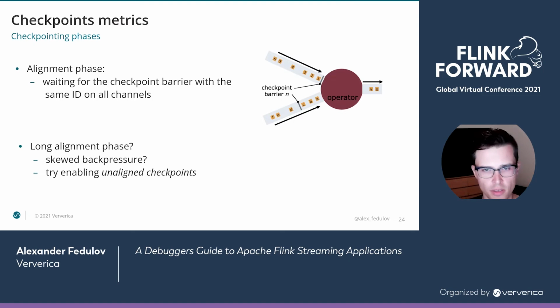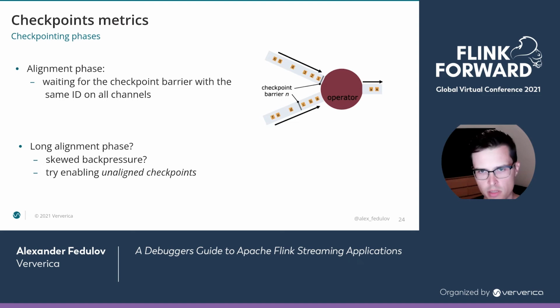The last stage in the table, but actually the first stage that happens when the checkpoint barrier arrives, is the alignment phase. This is the phase when an operator that has multiple inputs waits for receiving the checkpoint barriers with the same ID on all of its channels. A long alignment phase is potentially an indication of skewed backpressure, because some of the channels are backpressured and some are not. The checkpoint barrier travels together with the data, so you will receive this barrier faster on the non-backpressured channel and will have to wait longer on the backpressured channels.